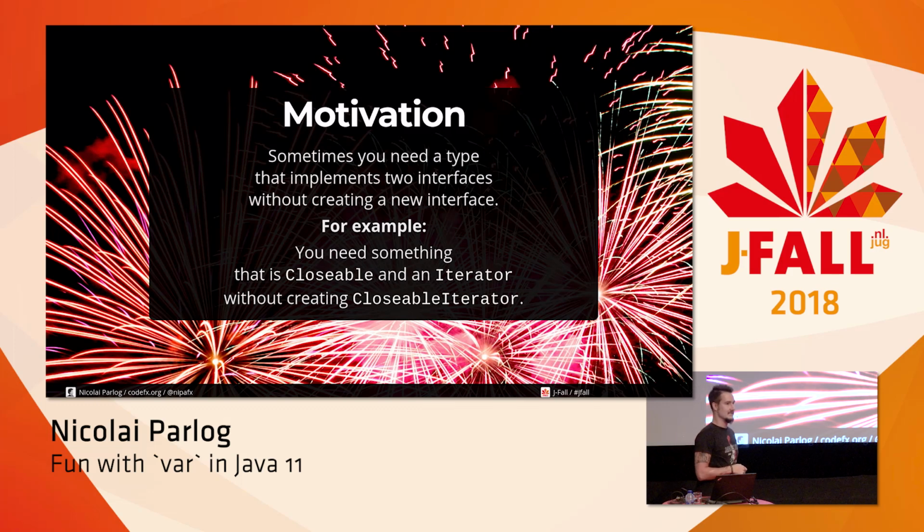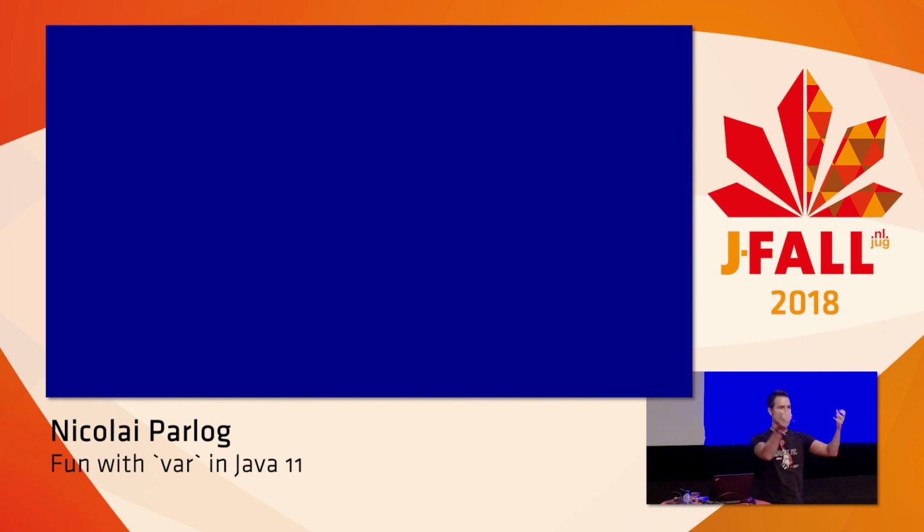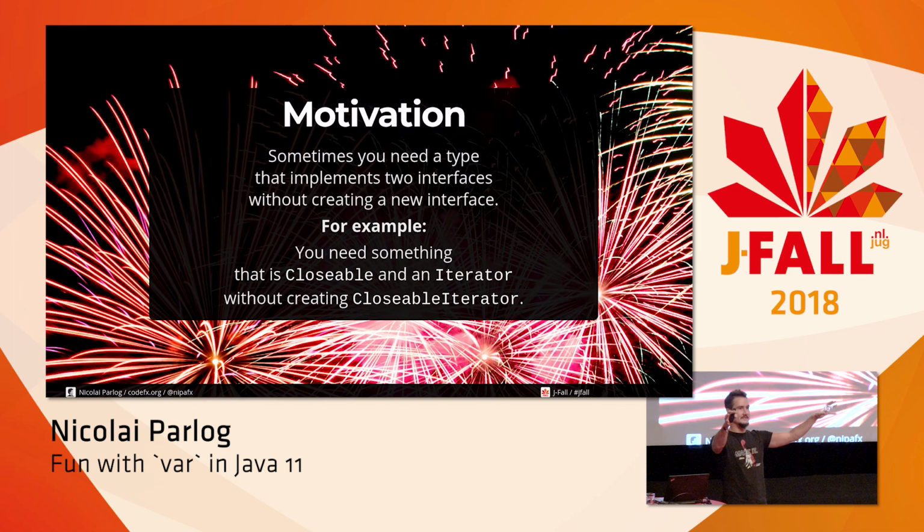So let's start with motivation. It's a bit abstract, but I'll show you an example. There's an example down there. The idea is you have something, and it needs to implement two interfaces. What you normally do is create a third interface that extends the other two, and then you're done. But the assumption is you can't do that. I'll give you a reason in a minute.